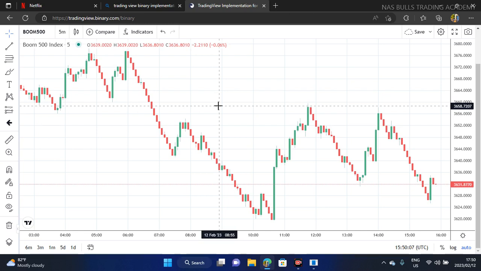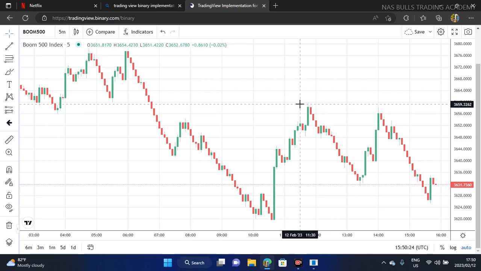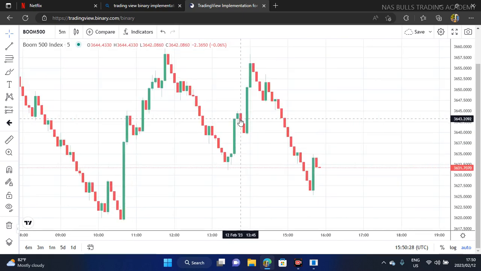Let me talk about the 1 minute time frame. The 1 minute time frame is the time frame I use to check my entries or to check my spikes, while the 5 minute, 15 minute, and 30 minute time frames are the ones I use to do my analysis.